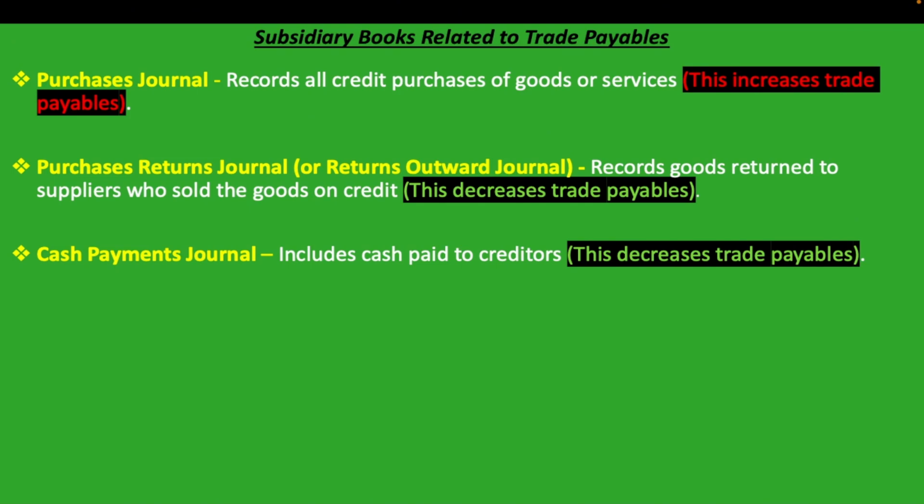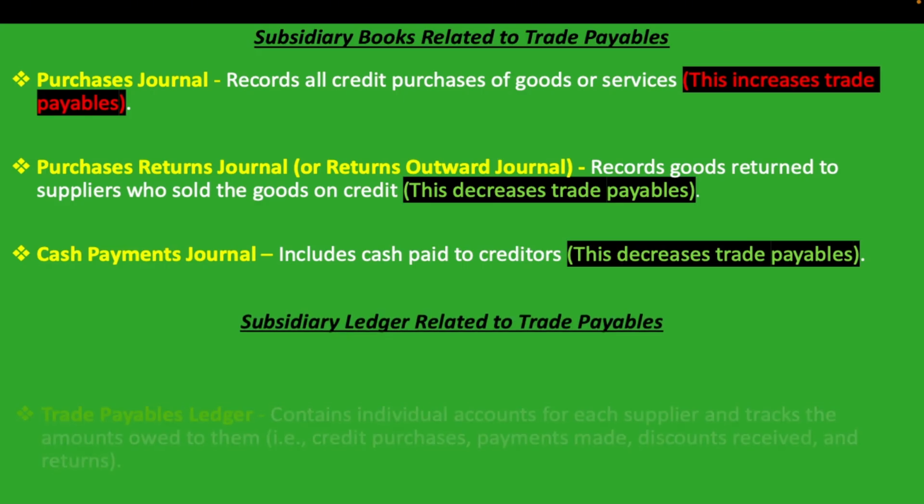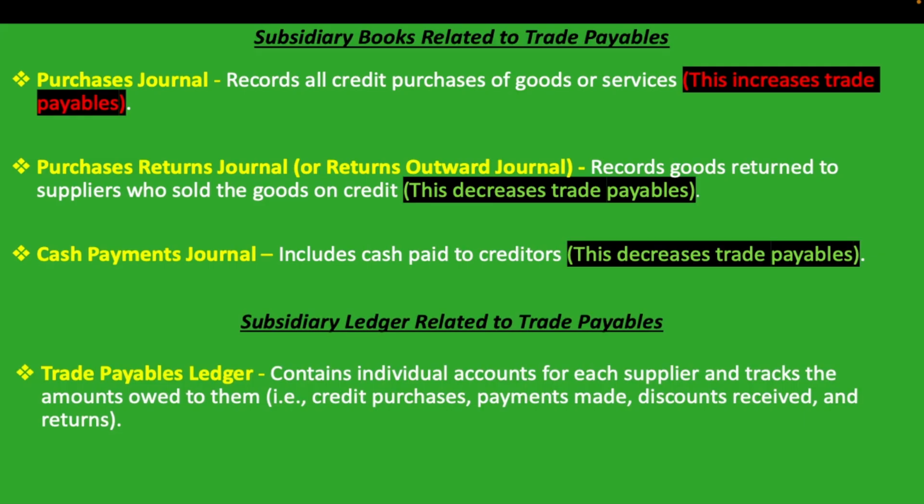Okay, so we've gone through the subsidiary books that relate to trade payables. What about subsidiary ledgers that relate to trade payables? Well, here we go. We've got one subsidiary ledger specifically related to trade payables, and this is the Trade Payables Ledger. And what is this? Well, this is a ledger that contains individual accounts for each supplier and tracks the amounts owed to them, i.e. credit purchases, payments made, discounts received, and returns to the suppliers.